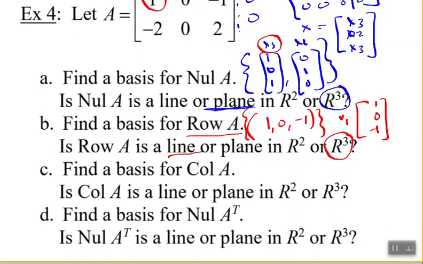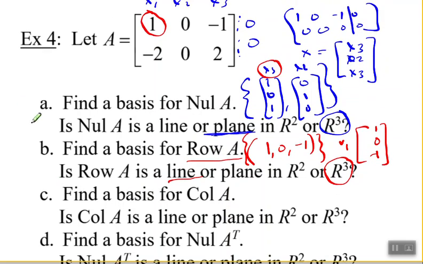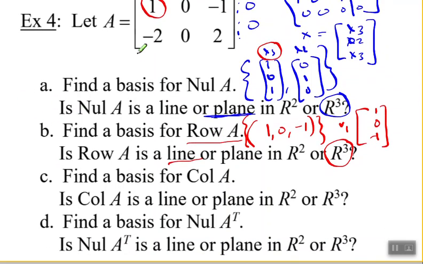Now let's look at the basis for the column of A. Column of A, now we're going to look at the only pivot that we have. That's our only pivot at 1. And we're going to write that column that we have. And that is just the vector 1, -2. What is that vector? That vector is just a line going in 2 directions. And that lies in R2. So that is a line in R2. And it's just this vector 1, -2. That's for the column of A.